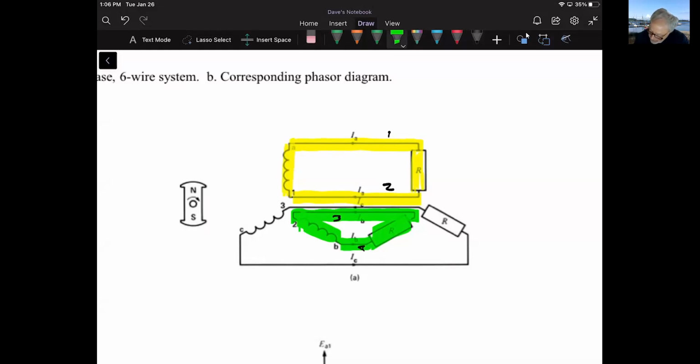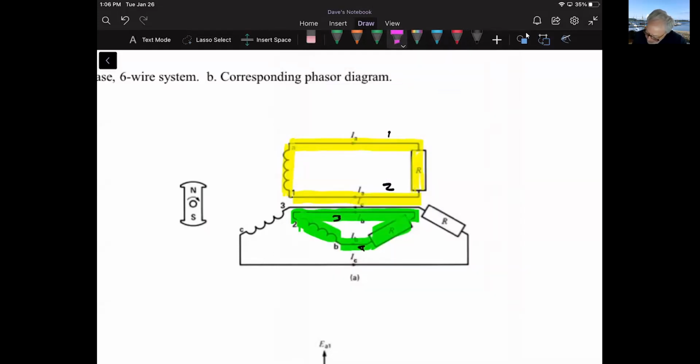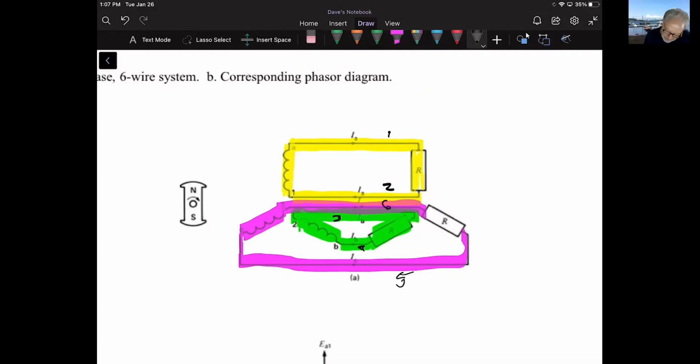And then the last phase here, let's go with a different color. Here is the 3rd coil, and along with that are the wire connections to the load. And again, we've got a 5th and 6th wire.